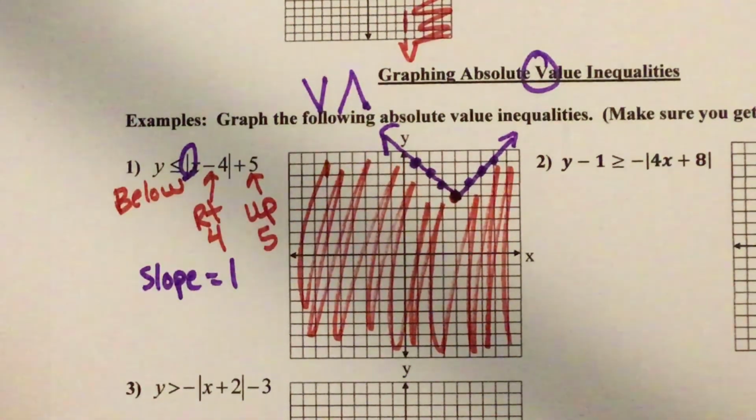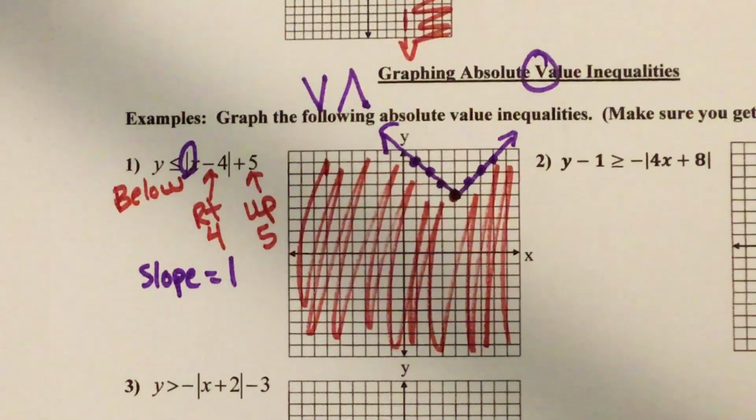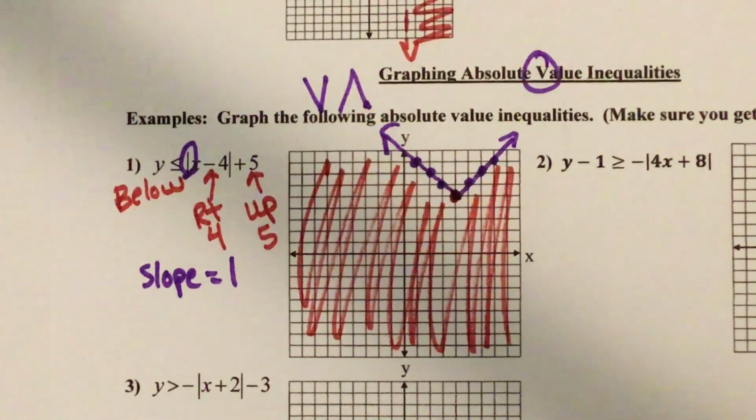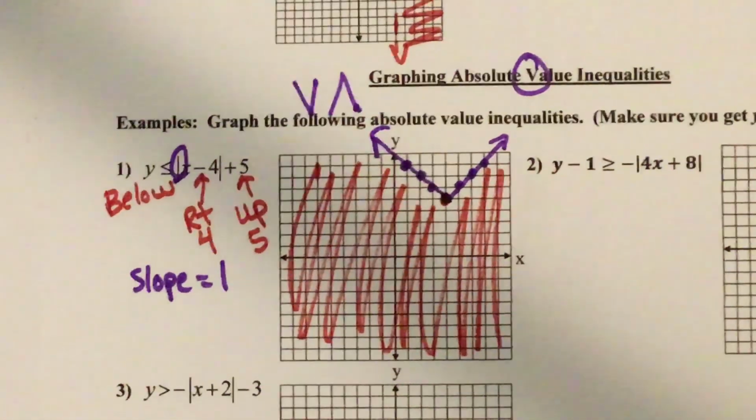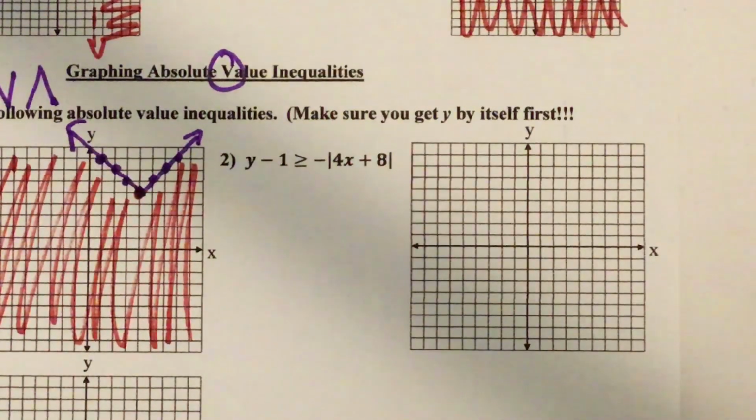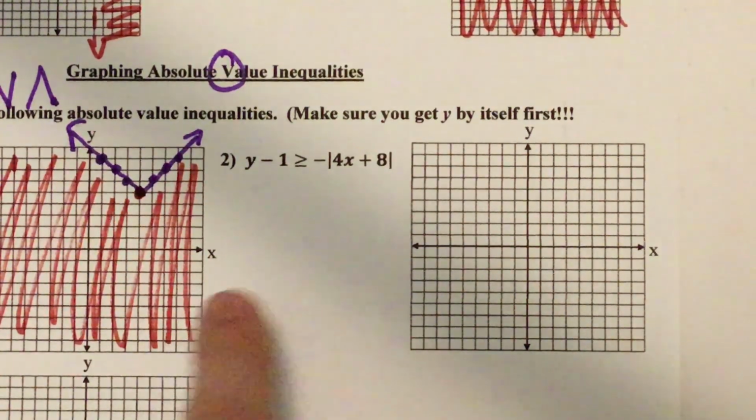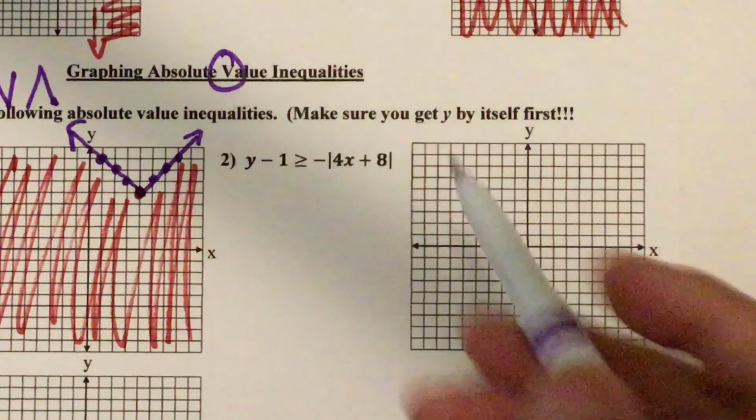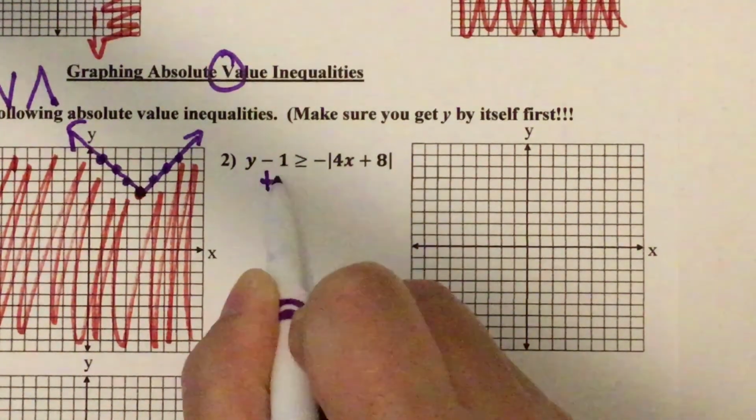Okay, let's look at number 2. It's my washing machine again. Oh my gosh, that thing's going to break down any day. All right, do you notice anything about number 2? It's not solved for y. Y is not by itself. See? All right, so to get rid of subtraction of 1, I'm going to add 1.